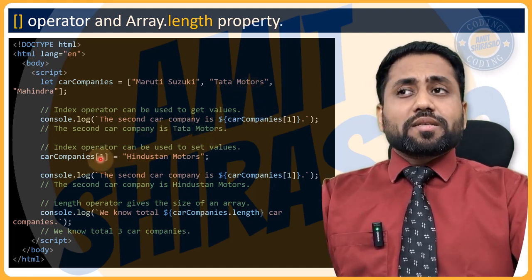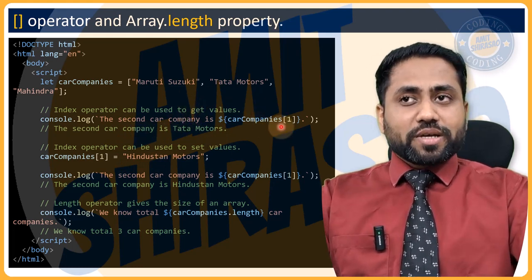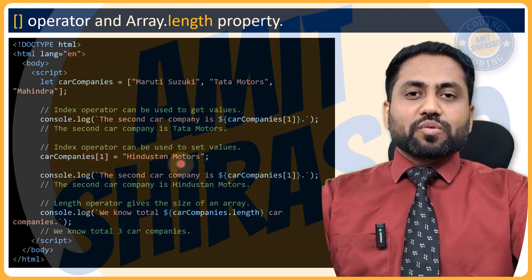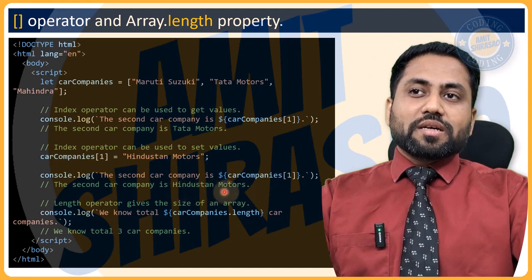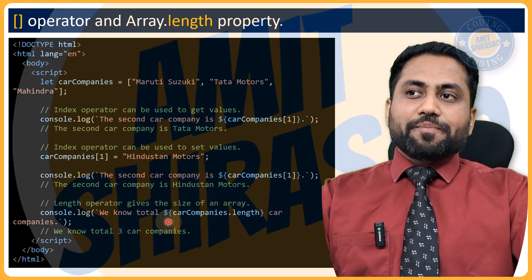Now let us say that here I am getting the value using the index operator. Can I set a value? Of course I can set. I can just say carCompanies of 1 is equal to Hindustan Motors. And now if I console it out, then carCompanies of 1 will give me Hindustan Motors.